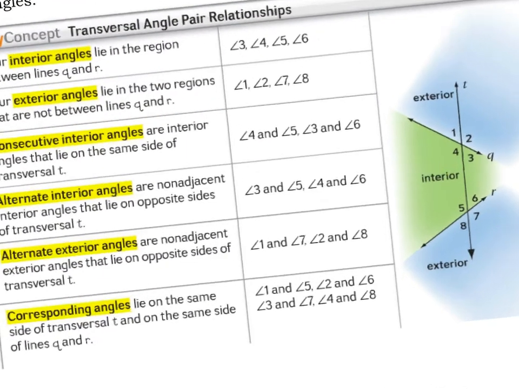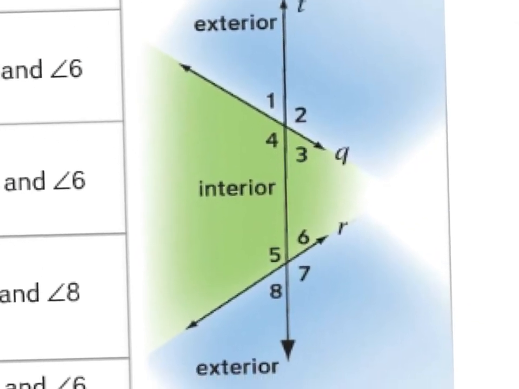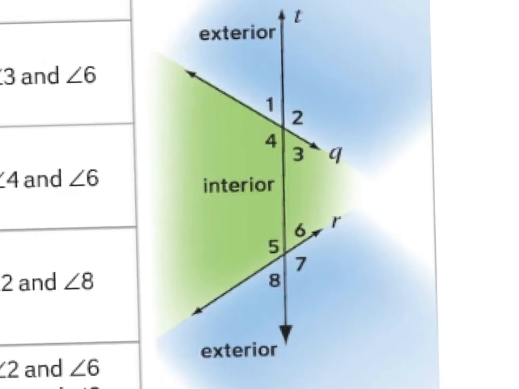Let's go with consecutive interior first. Consecutive interior means you can go from 4 to 5 without skipping over any other angles or skipping over any lines. So 4 and 5 are consecutive interior angles. 3 and 6 are consecutive interior angles. And those are the only 2 examples of consecutive interior.